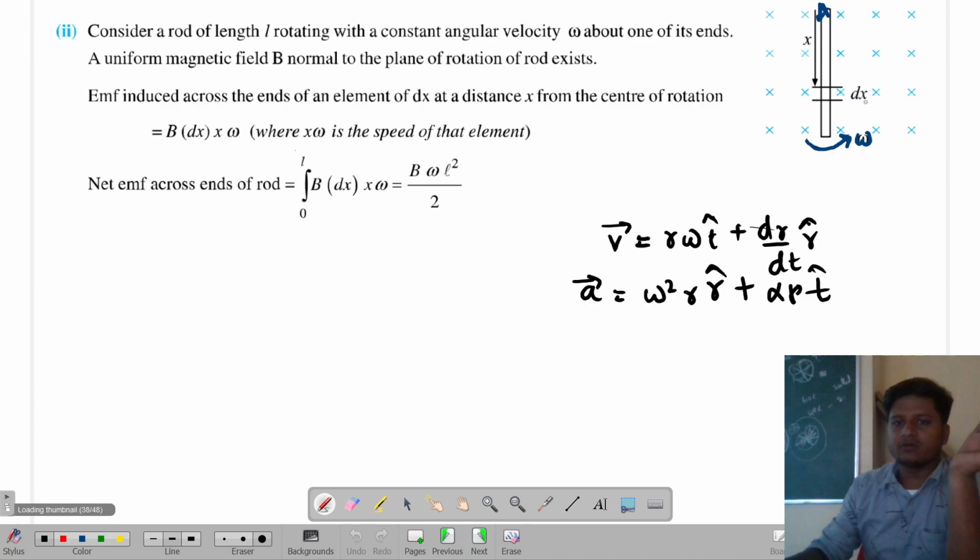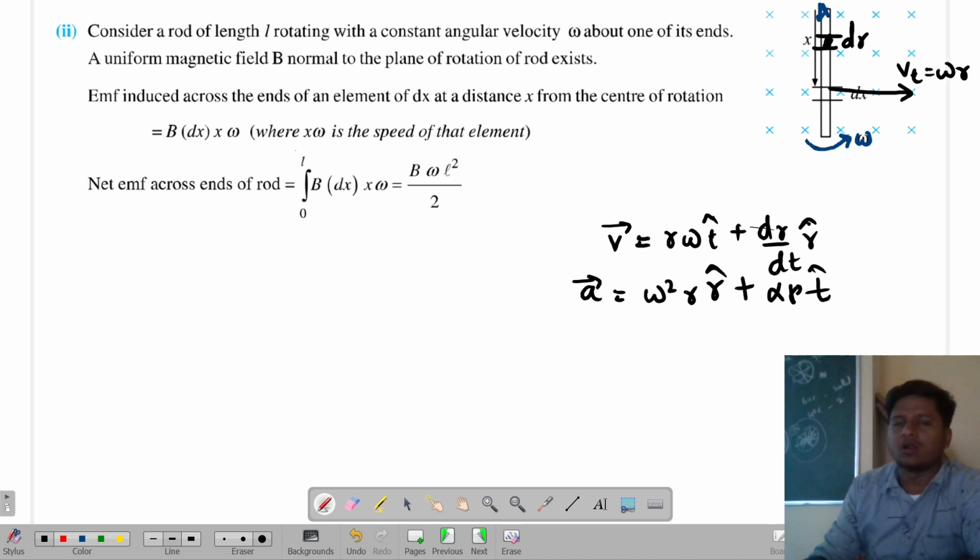Now look over here. When you are considering this, select one element dx over here, where the radius is very small, right or not? Now for the magnetic field we need to select what? V perpendicular or not? Tell me yes or no. Now V perpendicular in this case, which is rotating with angular velocity omega, is equal to omega into r or not? V tangential is going to be omega into r, right or not?